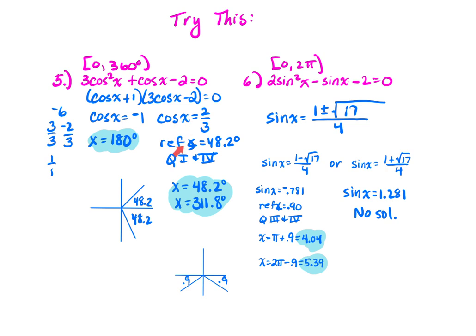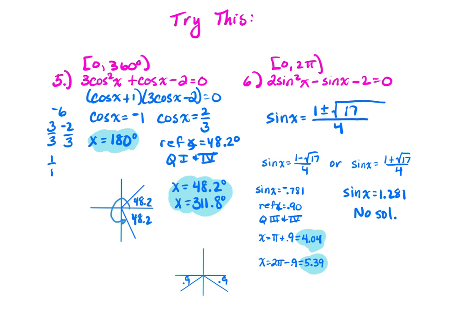I need to use my calculator to find the reference angle. So to find the reference angle, I do inverse cosine of 2/3. That gives me the 48.2. I know since cosine is positive, it happens in the first quadrant and in the fourth quadrant. So my first answer is 48.2 in the first quadrant. My second answer is 360 minus 48.2, or 311.8. So I have 3 answers for this problem between 0 and 360 degrees.